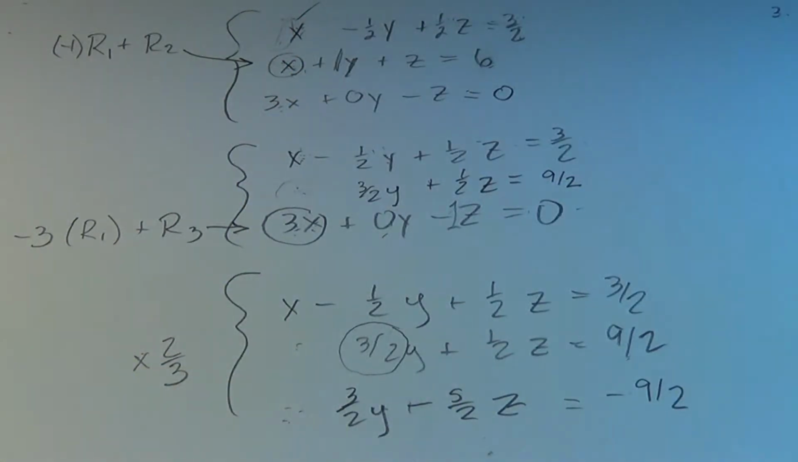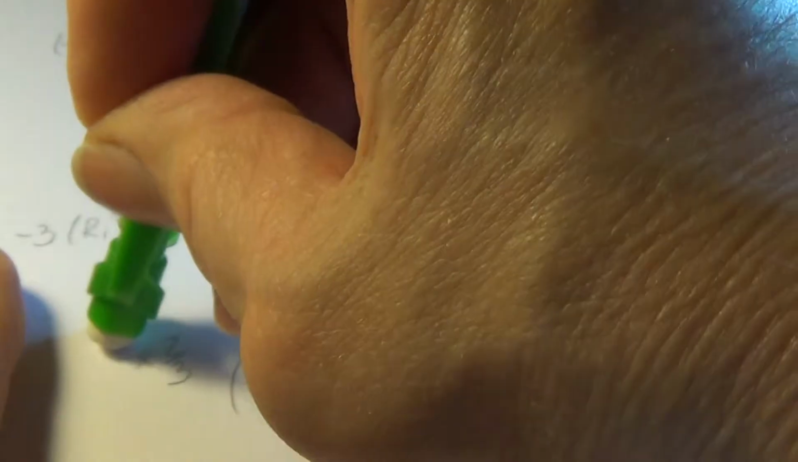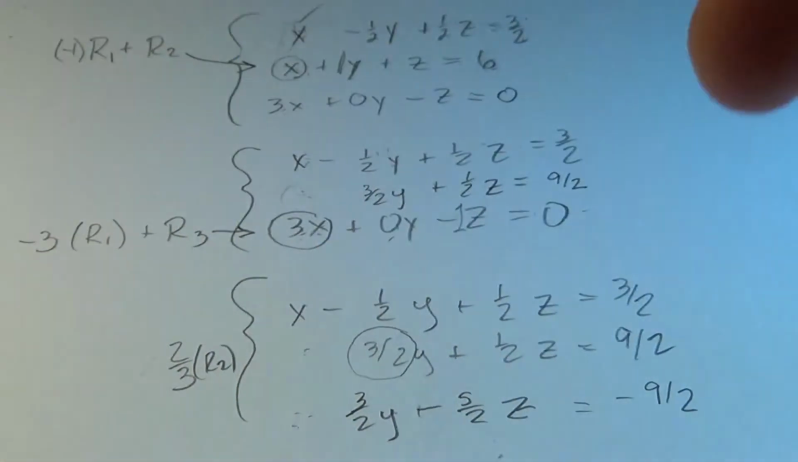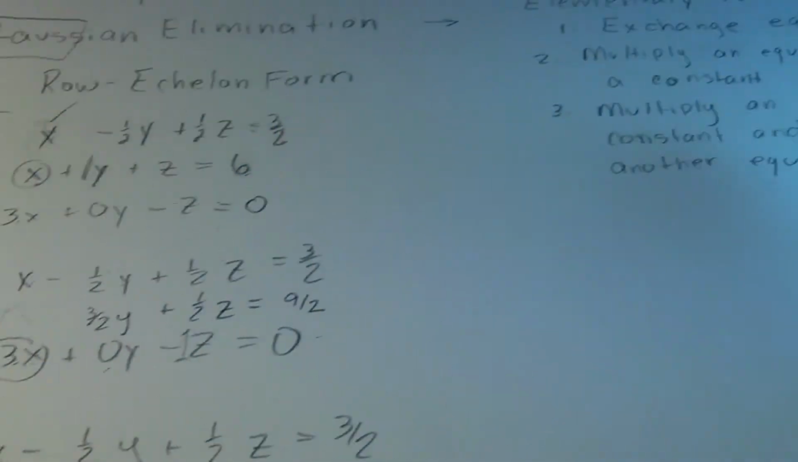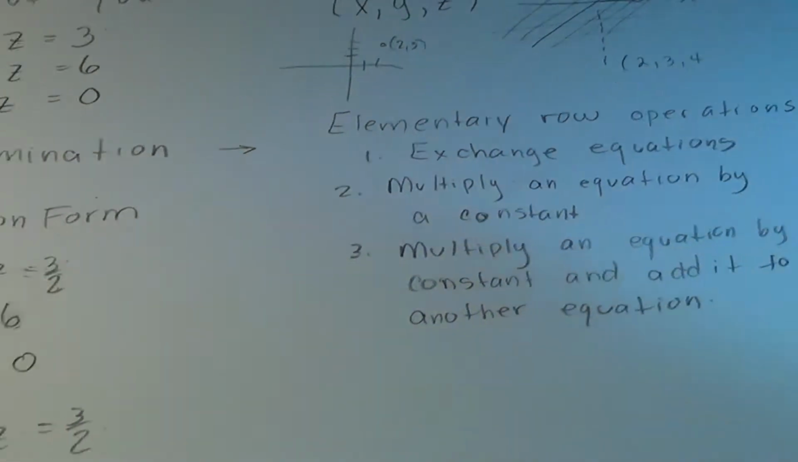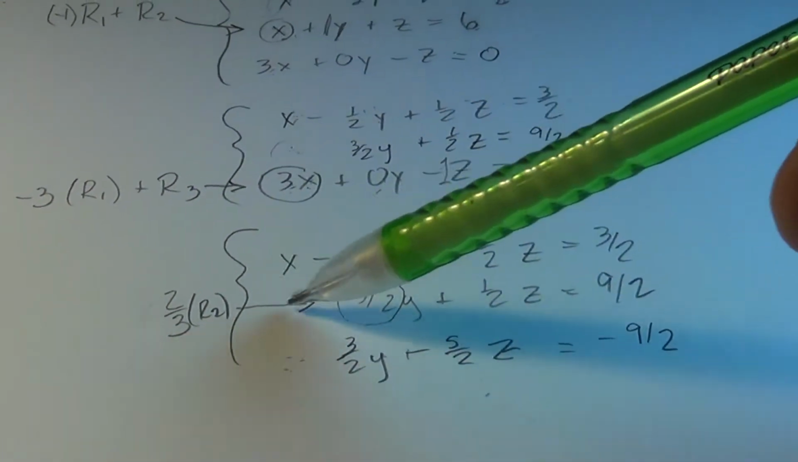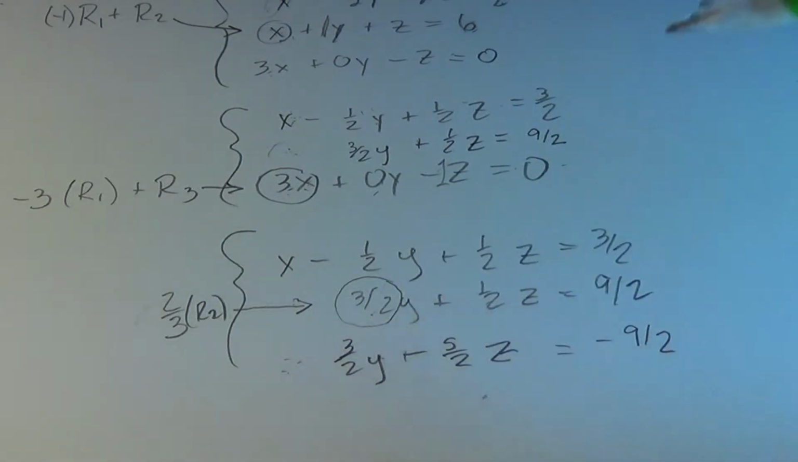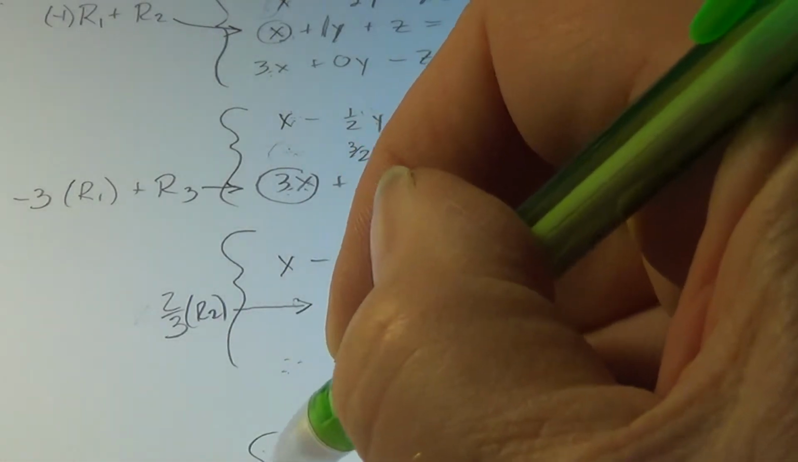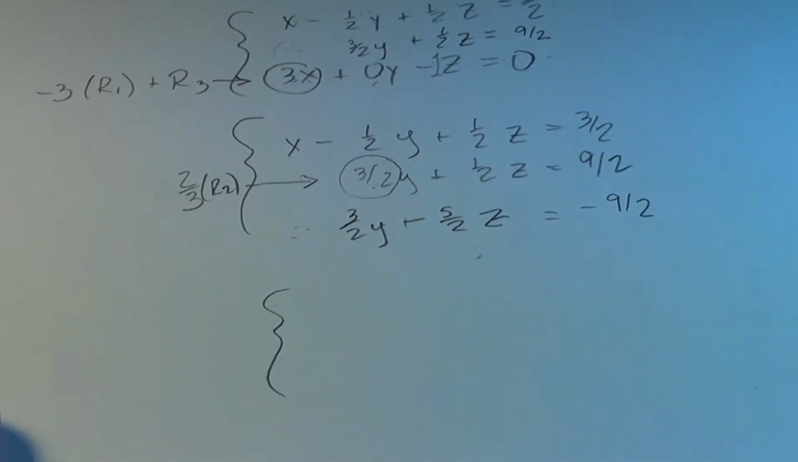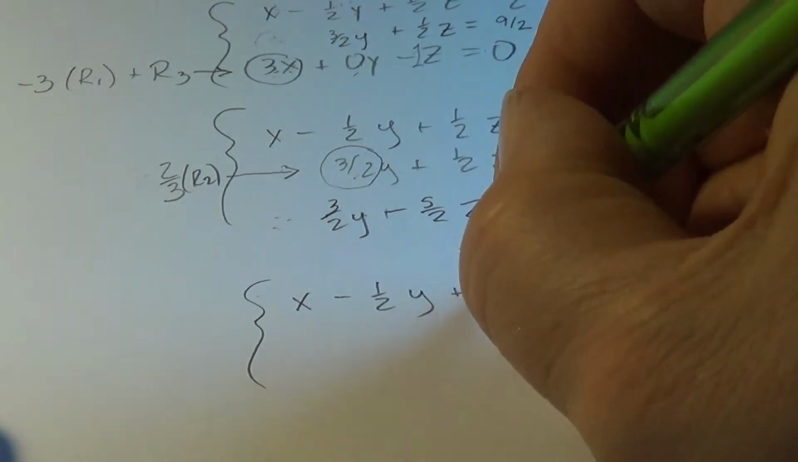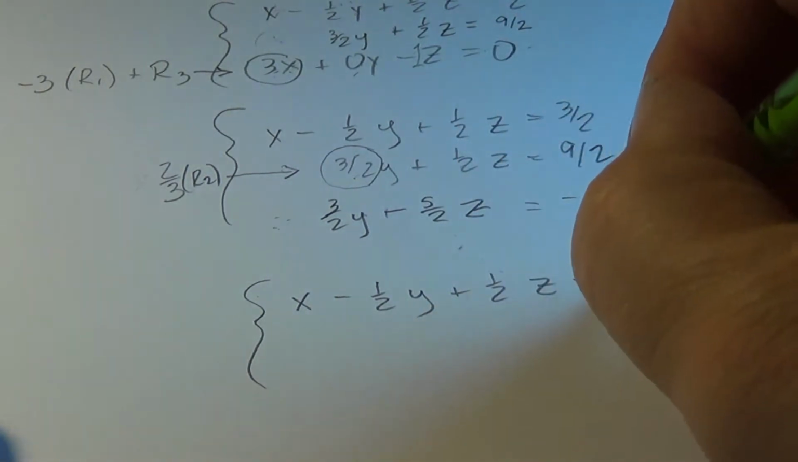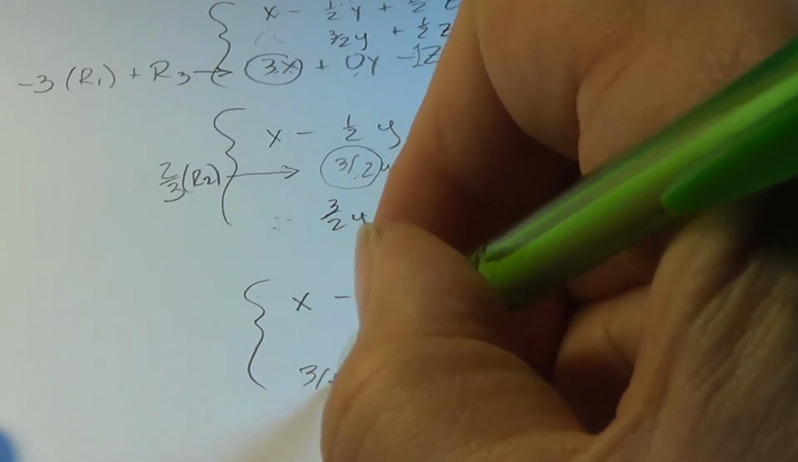I'll multiply everything by 2/3, so it's going to be 2/3 times row 2. And I won't be adding to anything, I'm just going to use that one operation, multiplying the equation by a constant. I'm going to multiply this equation by 2/3. It will change all of the numbers in equation 2, so I'm going to rewrite equation 1 and 3 unchanged. There's the first. Here's the third.